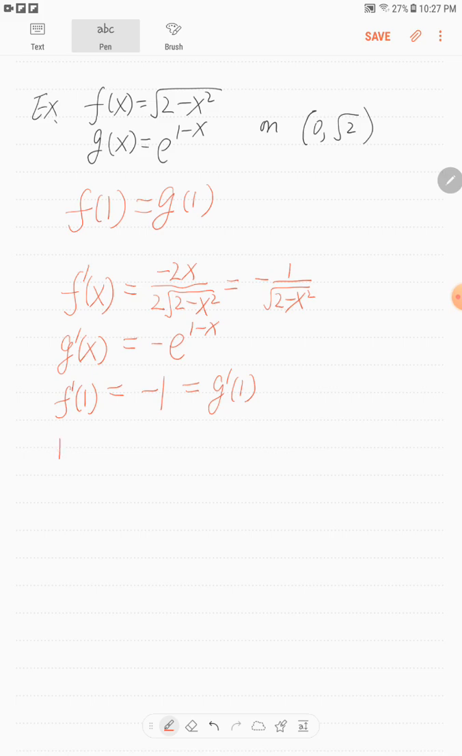However, if you continue to take the derivative, the second derivative of f at 1 is not equal to the second derivative of g at 1. So these two functions, f and g, have contact of order 1, not 2.